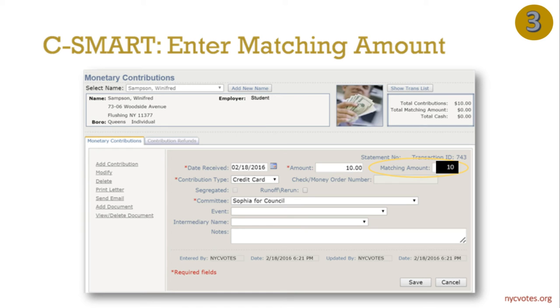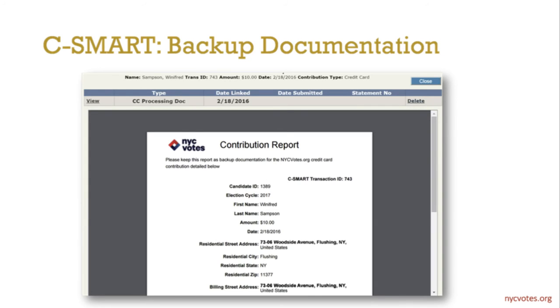After that, we also recommend that you select View/Delete Document to review the backup documentation that was imported from Contribute into CSmart. This is the contribution backup documentation that is automatically uploaded for you into CSmart. There is no need to print, scan, or label the documentation with the CSmart transaction ID. That is all done for you. This documentation will be automatically transmitted to the CFB when you file your next disclosure statement. One important note: do not delete this documentation, as it cannot be recovered later if you do.